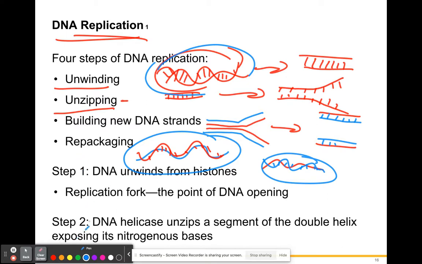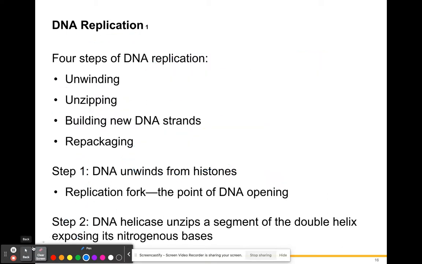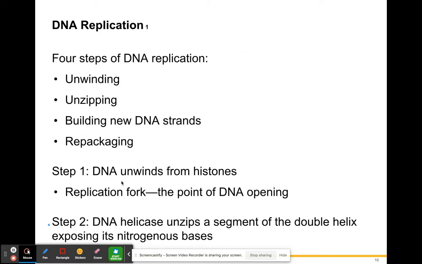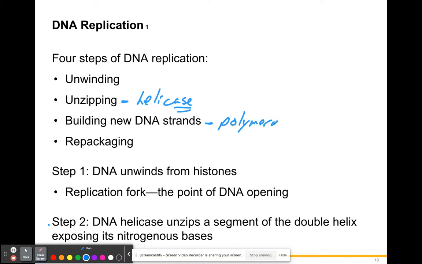Okay, here are the steps, just in a little bit more detail so you can read those. There's an enzyme that helps do that. Okay, there are enzymes that are going to help to do this unpacking and unzipping and all this other stuff. Okay, so to unwind our DNA and to unzip our DNA, we have something called helicase. Anytime you see ASE, it's an enzyme. Helicase helps to unzip. Okay, and to build new ones, we have polymerase. Okay, helicase is the enzyme that unzips. Polymerase is the enzyme that makes new strands.